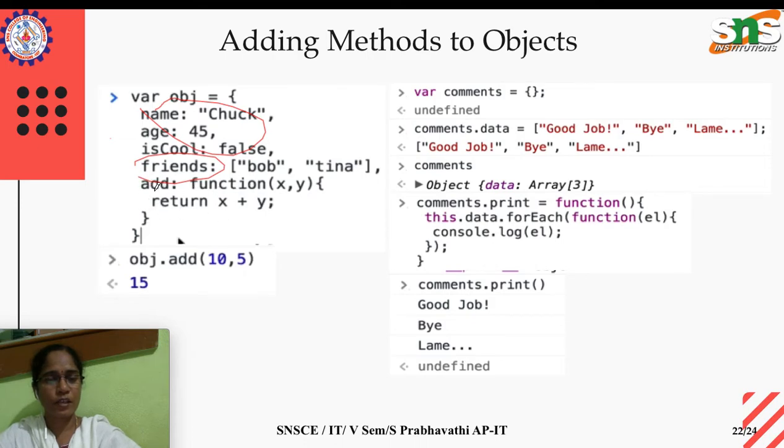Here the function is identified as add colon function. There is no function name, just simply a function expression. This function expression is assigned to the property add. Later, when the user uses that object, you can call this function using that property name add, with the dot notation, object dot add. Here it takes 2 arguments. Now you will get back the result as 15.